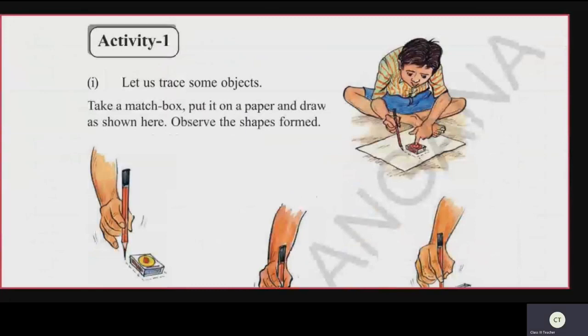Page number 4, activity 1. Let us trace some objects. Tracing means what? Tracing means drawing over it. If you place any object on a paper and draw over it, okay, children? Then it is called tracing. Before doing this activity, I am going to give a few examples.